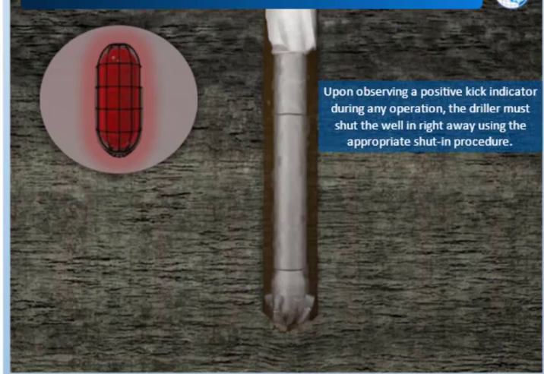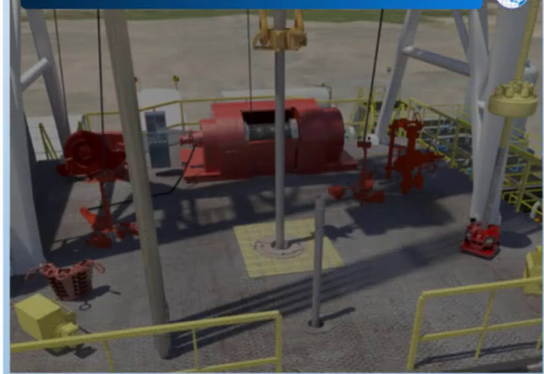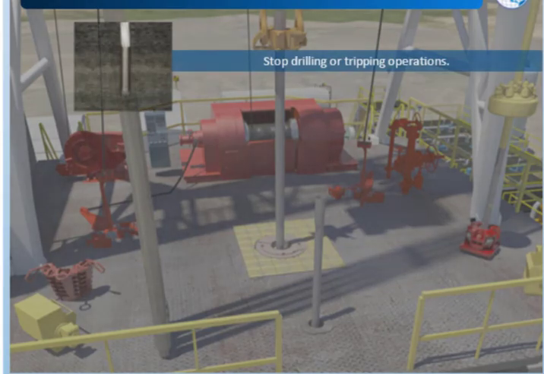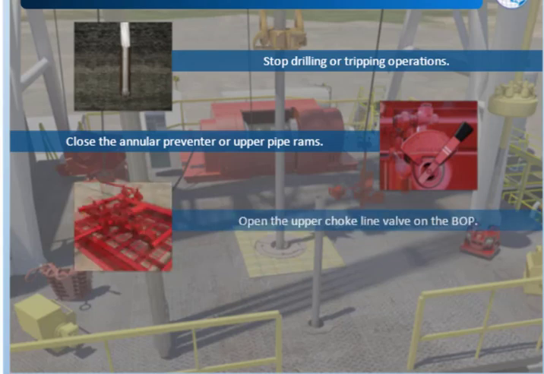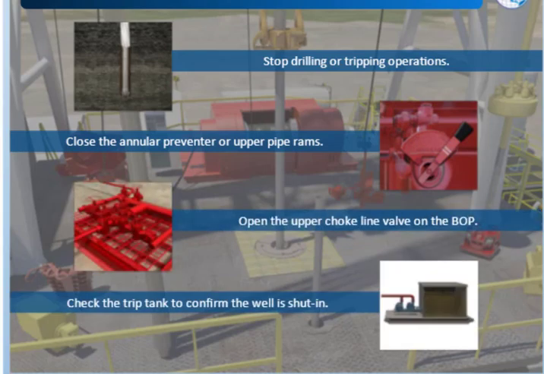Upon observing a positive kick indicator during any operation, the driller must shut the well in right away using the appropriate shut-in procedure. Whilst procedures differ on different rigs, typically the following would be carried out. Stop drilling or tripping operations. Close the annular preventer or upper pipe rams. Open the upper choke line valve on the BOP. Check the trip tank to confirm that the well is shut in and the flow has been stopped.